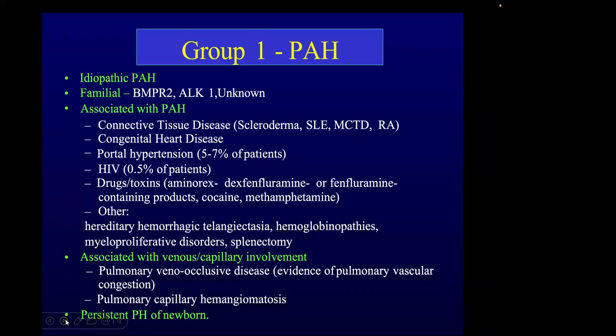Group 1 PH classification: idiopathic PH, familial with BMPR2 gene, ALK1, or unknown. Associated PH: connective tissue disorder, congenital heart disease, portal hypertension, HIV, drug, toxin, hereditary hemorrhagic telangiectasia, hemoglobinopathy, myeloproliferative disorder, splenectomy. Associated with venous and capillary involvement: pulmonary veno-occlusive disease, pulmonary capillary hemangiomatosis, and persistent pulmonary hypertension of newborn.